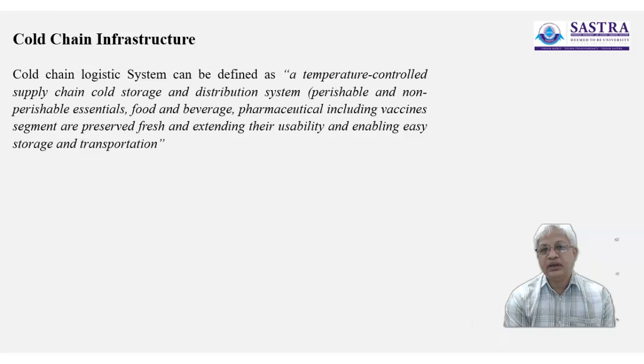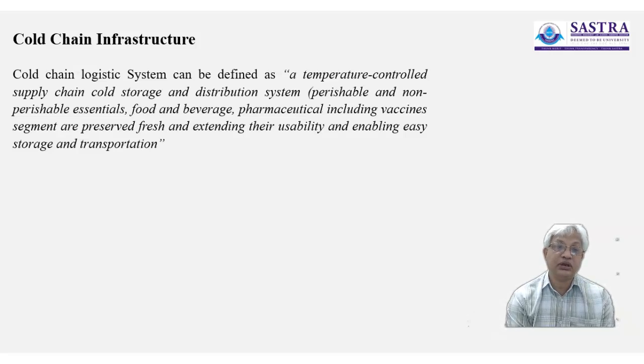So, cold chain infrastructure, that is in front of you on the slide, is a logistics system, a temperature controlled supply chain, cold storage and distribution. So here both storage and distribution are equally important. That is what encompasses what is known as an infrastructure. It is not just warehouse, it is not just transportation.